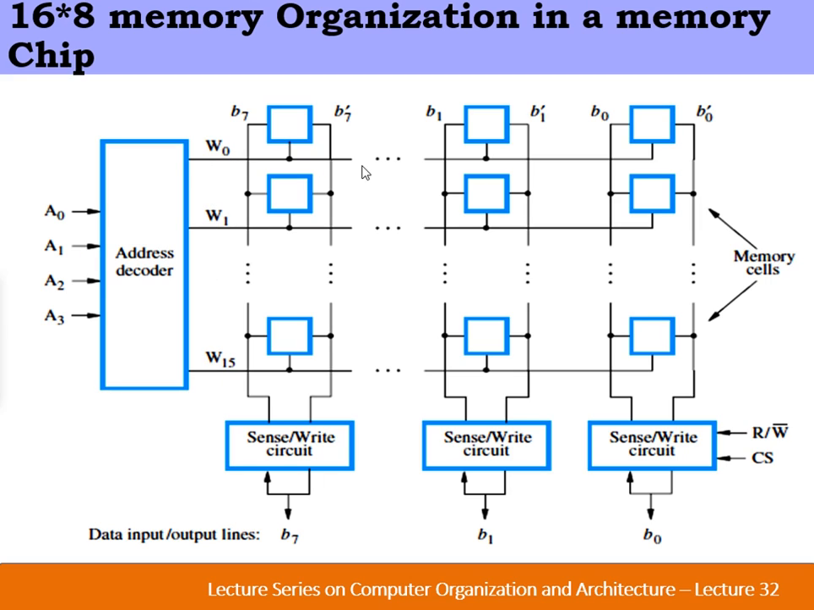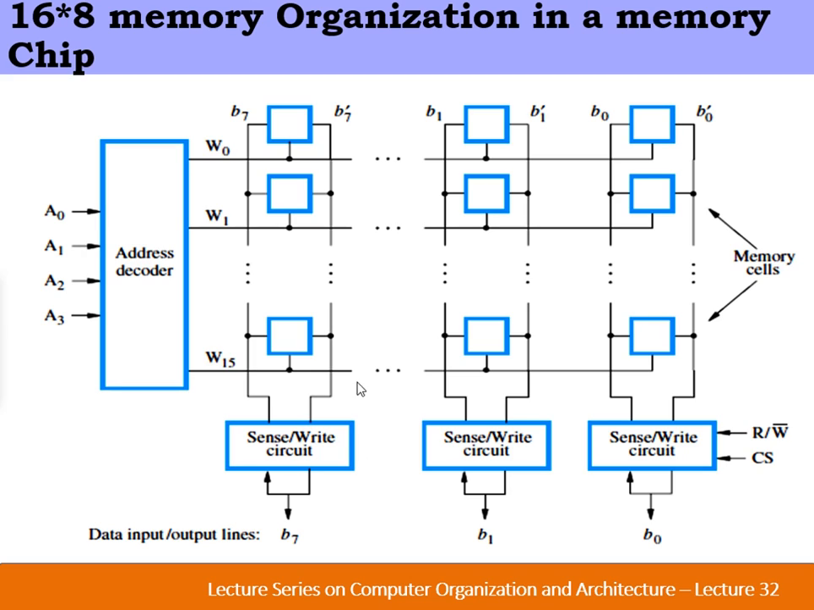So in every row there will be a certain number of cells. Here a total of 16 rows are there. Per row I can store 8 bits of information. So these are nothing but the cells, wherein each cell can store one bit of information. And from every cell, if you go column wise, we have two lines. Those two lines are connected to the sense/write circuitry.